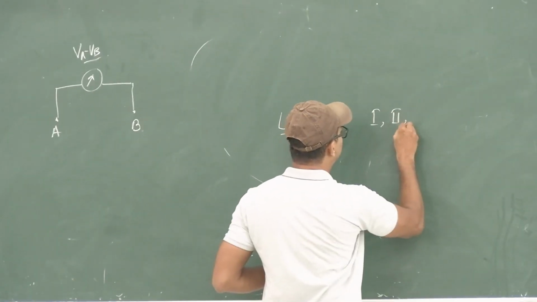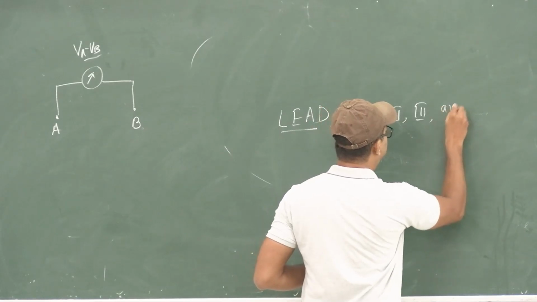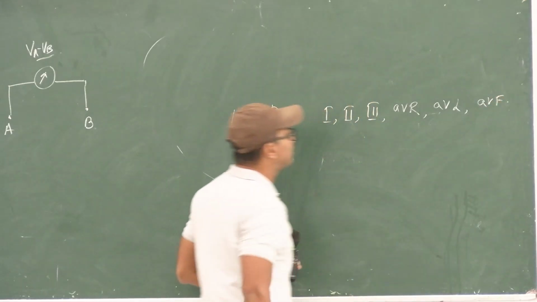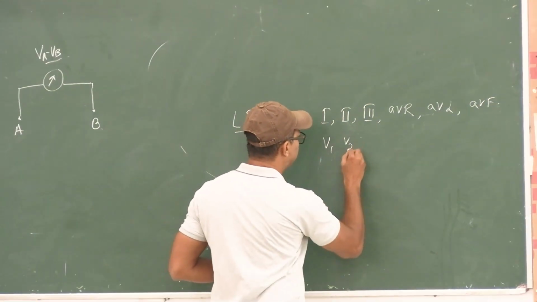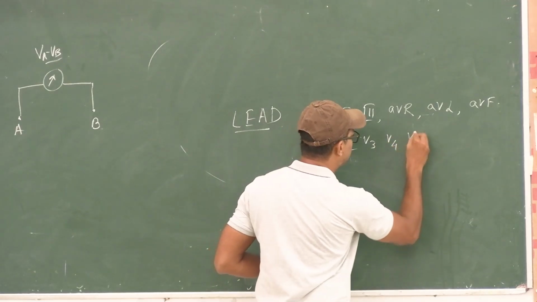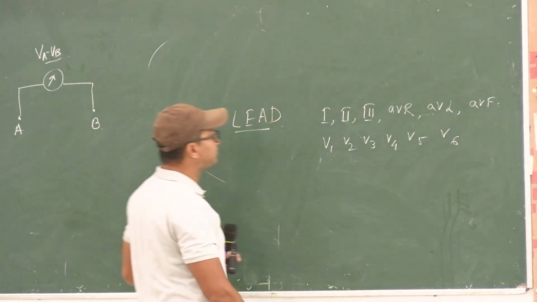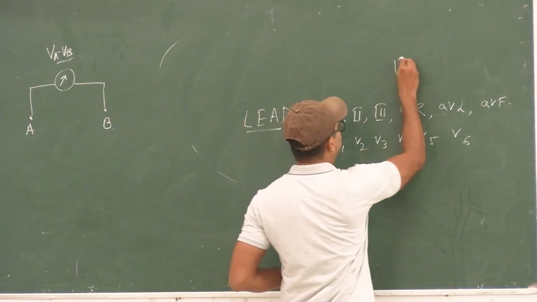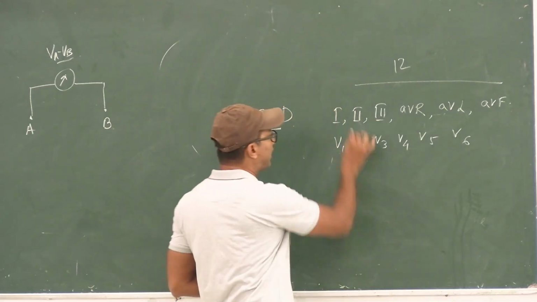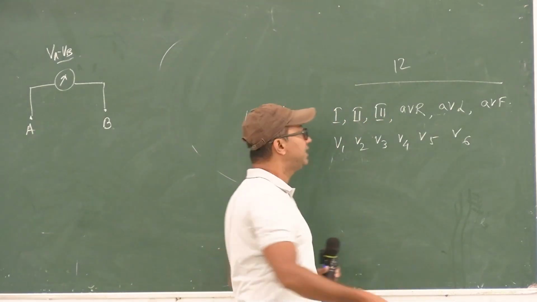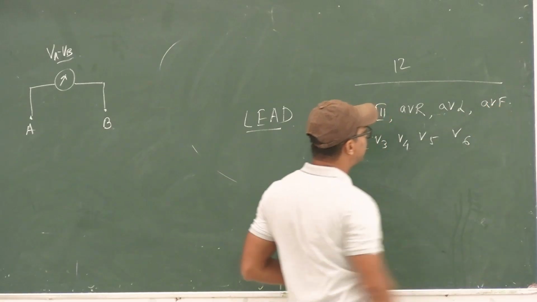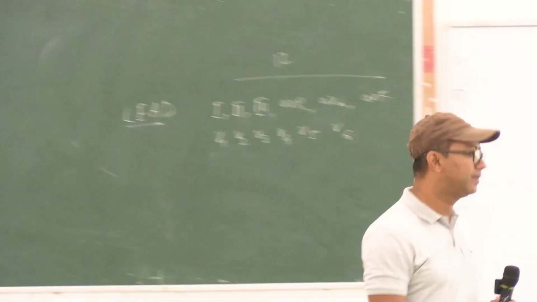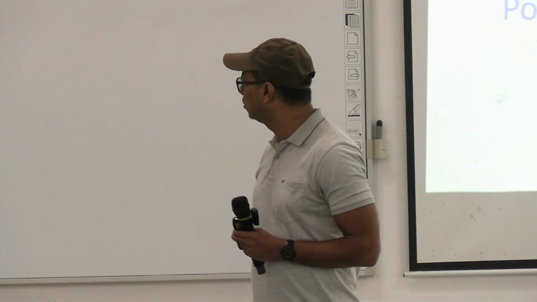Okay, 6 limb leads are 1, 2, 3, AVR, AVL, AVF, and 6 chest leads are V1, V2, V3, V4, V5 and V6. So these are total 12 leads in ECG. 1, 2, 3, these are called the traditional limb leads, and AVR, AVL, AVF, these are called augmented limb leads. This small a signifies augmented.